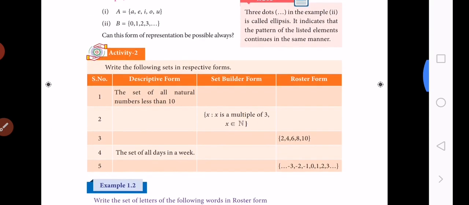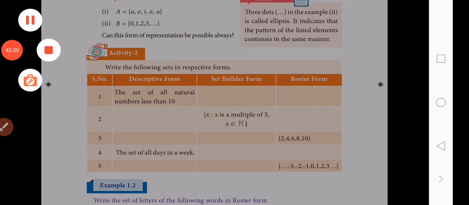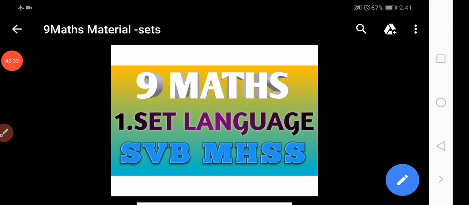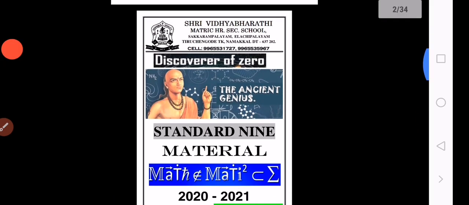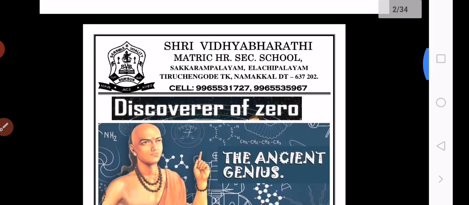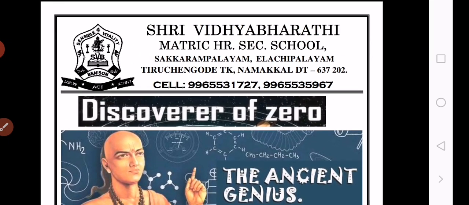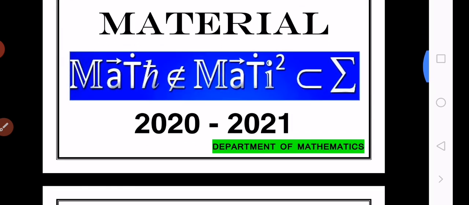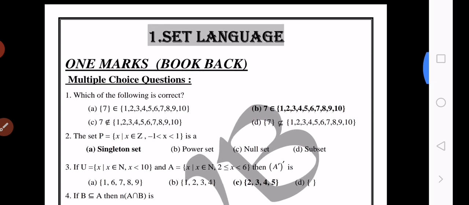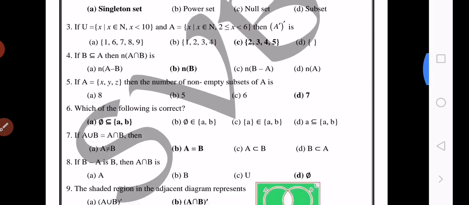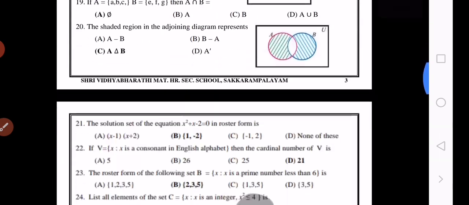Okay, then after that we use the material for the answer. We check the answer for exercise 1.1. We have already prepared material for set language. First one, multiple choice questions. We will discuss that later.